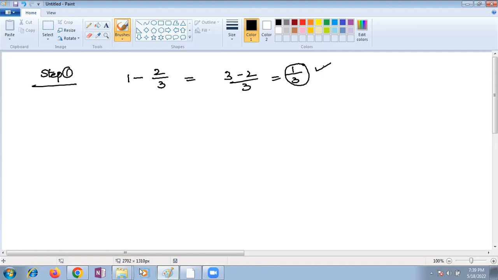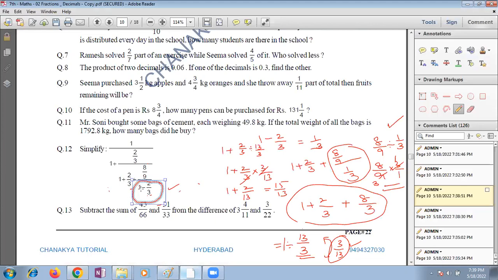Now which place did I get 1 by 3? Please let me substitute that place. This place, in the denominator portion I got. In the numerator I have one more fraction here, the 8 by 9 fraction. Division of a fraction by another fraction, children. Remember, very important.